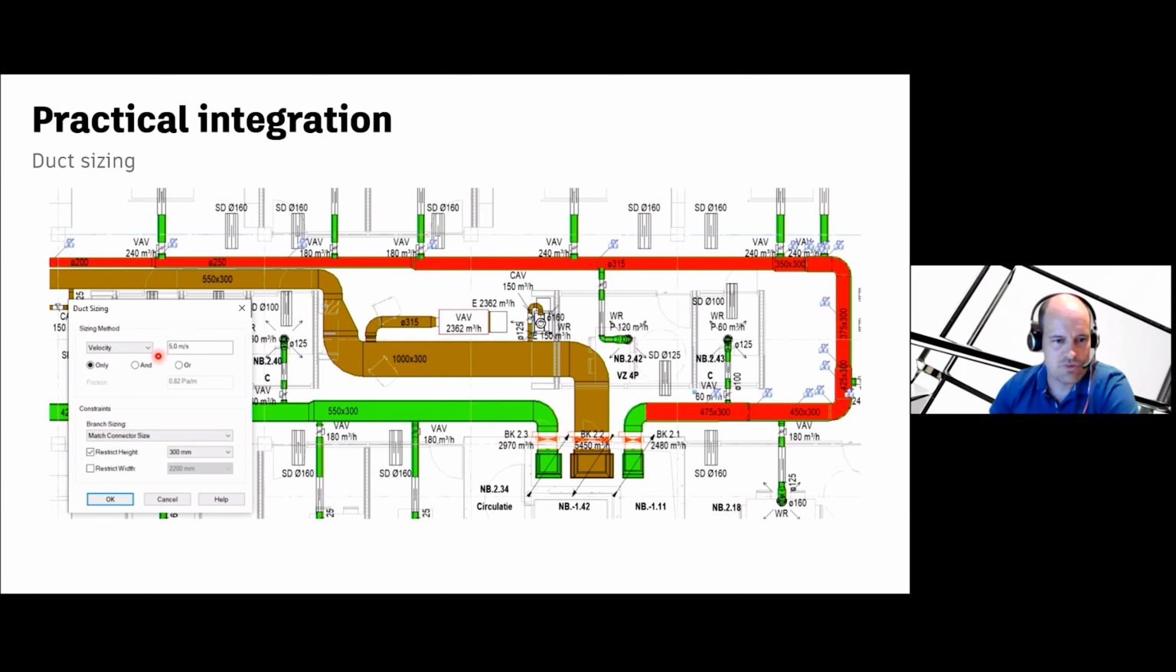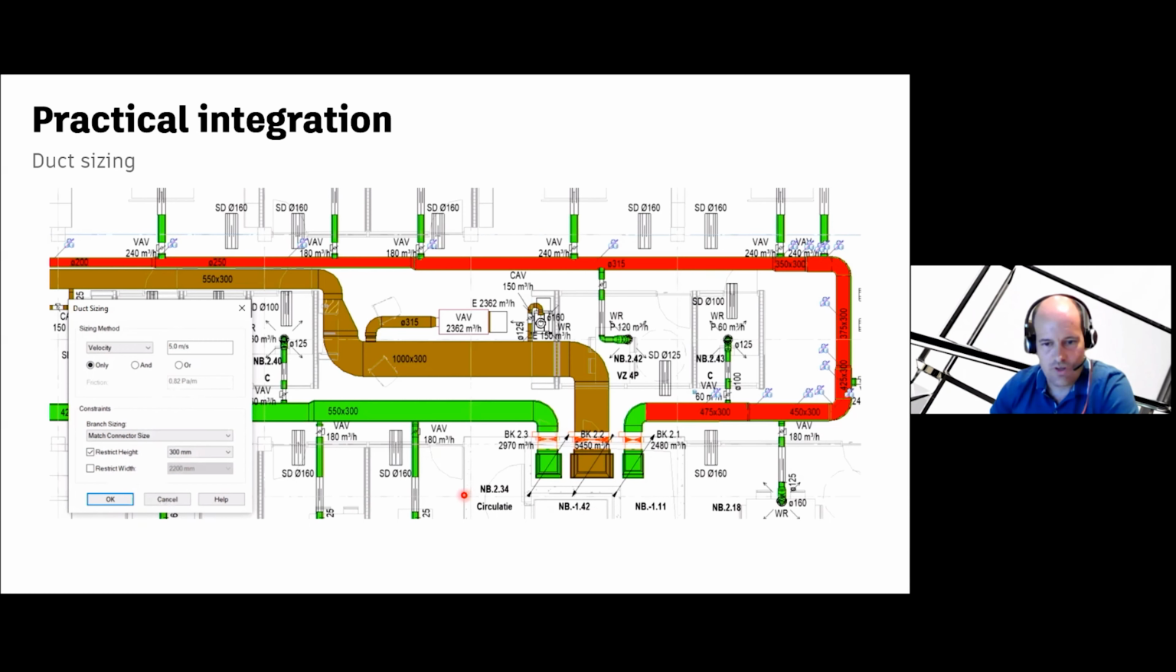Here I have a speed, for instance, of 5 meters per second. I can also take the pressure drop in the ventilation ducts into account. I can restrict the height and the width, or I can also say, if I would be sizing a branch, to match the connector size, or to actually calculate it, or to take the maximum of both: the calculated size, or the connector size of that air terminal. Those are the settings that you can make here for duct sizing.